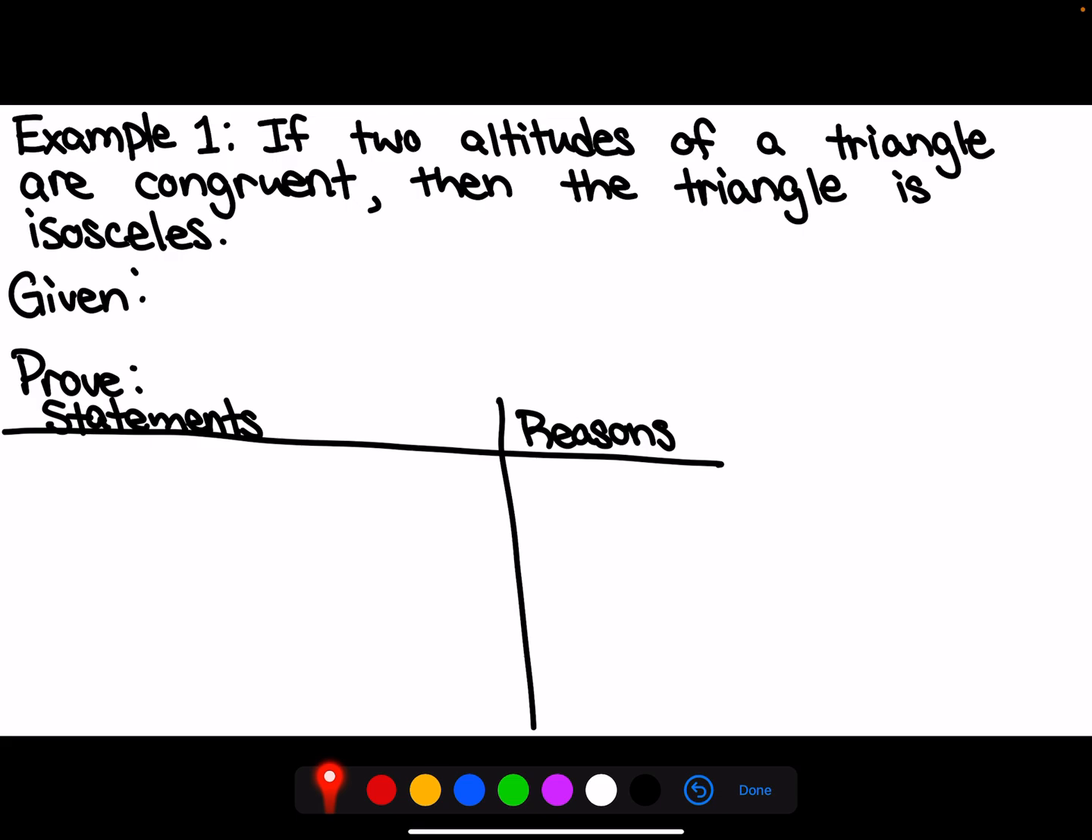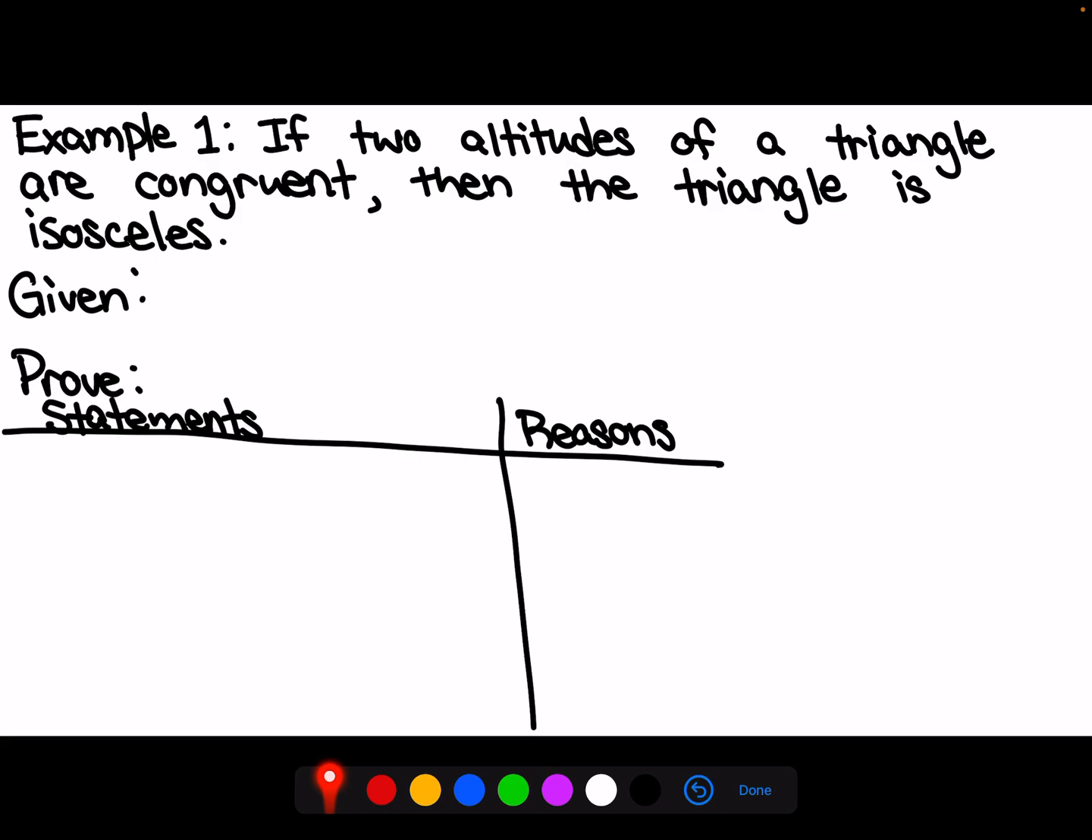Example 1. If two altitudes of a triangle are congruent, then the triangle is isosceles. So they give us a conditional statement for number 1, which is really nice because the conditional statement kind of tells us what's given and what we need to prove right away. Now, the first thing that you're going to do in all of these problems is you're going to draw your picture.